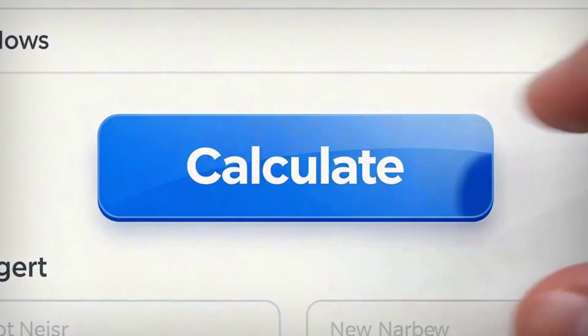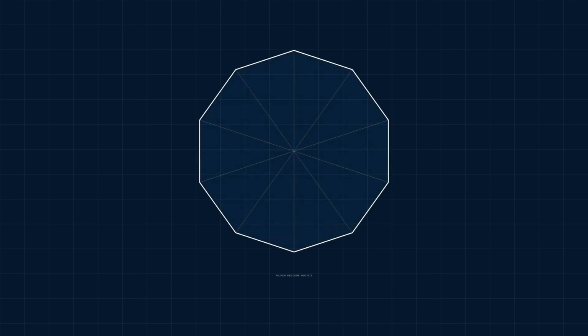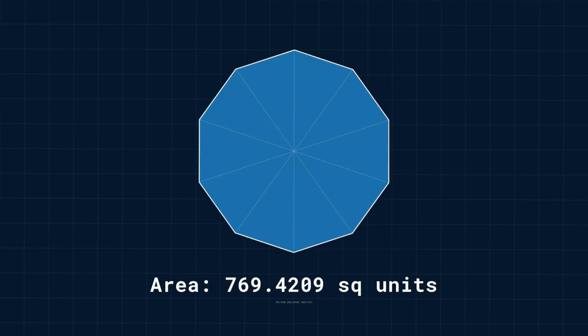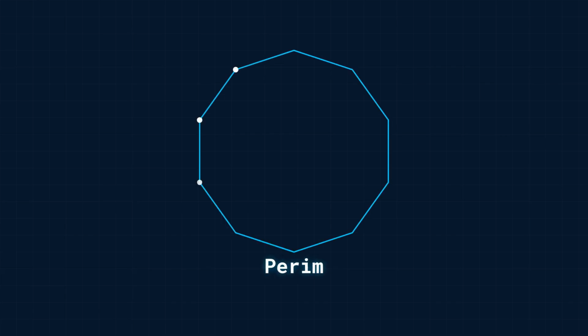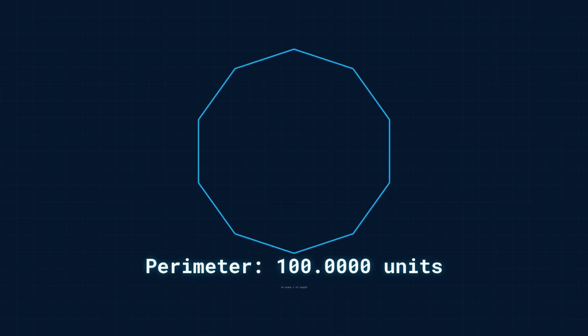After clicking Calculate Polygon Properties, we get 4 results. The area is 769.4209 square units, which represents the total surface area enclosed by the polygon. The perimeter is 100,000 units, simply the number of sides multiplied by the side length.